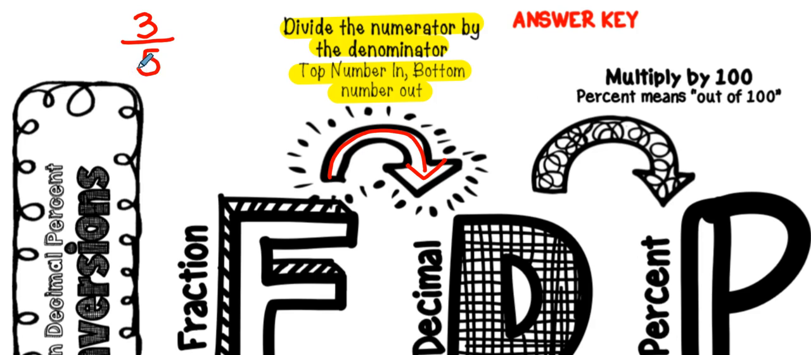3/5 hopefully is a benchmark fraction that you do know, but if you don't, what you can do is simply put the top number into your dividing box and the bottom number on the outside. So what I'm doing is I'm dividing 3 by 5, and if you think about this, it's just like a division bar. It's like 3 divided by 5. So your top number, the 3, goes into the box.